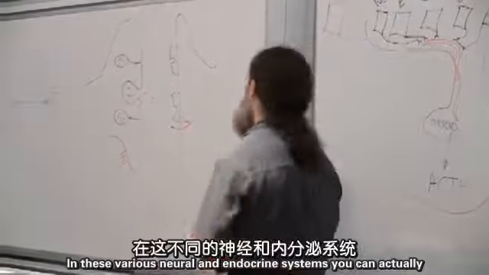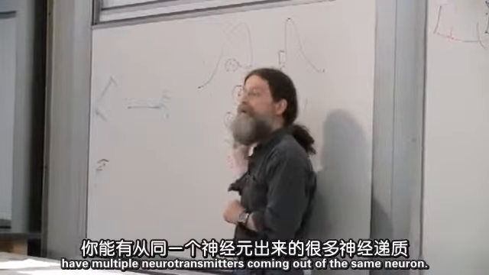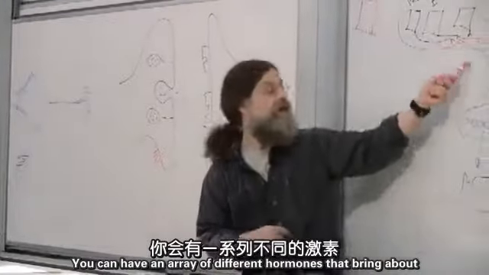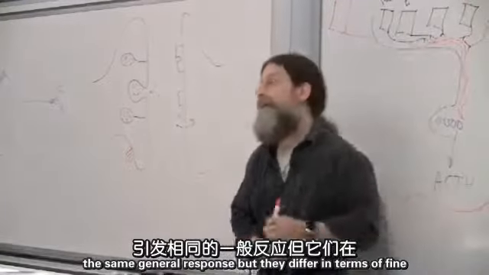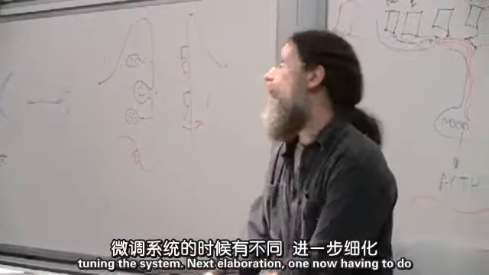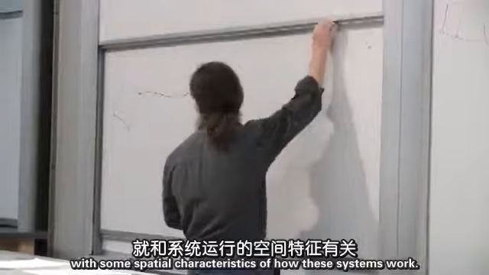In these various neuro and endocrine systems, you can actually have multiple neurotransmitters coming out of the same neuron. You can have an array of different hormones that bring about the same general response, but they differ in terms of fine-tuning the system. Next elaboration, one now having to do with some spatial characteristics of how these systems work.